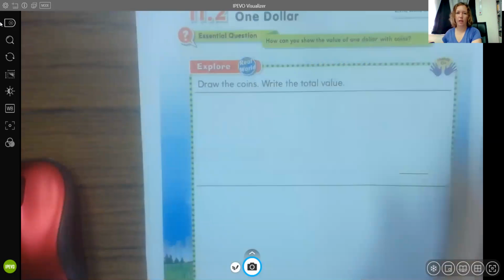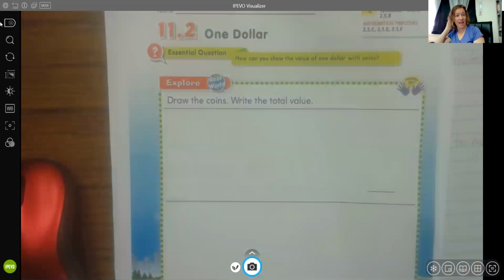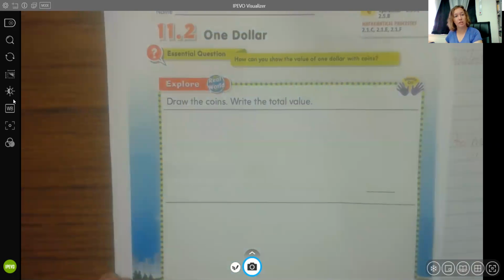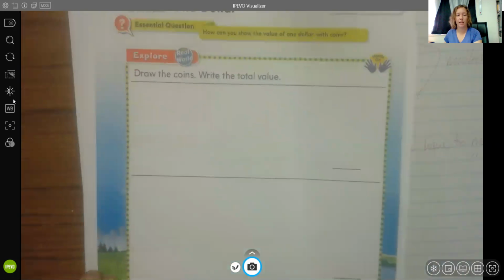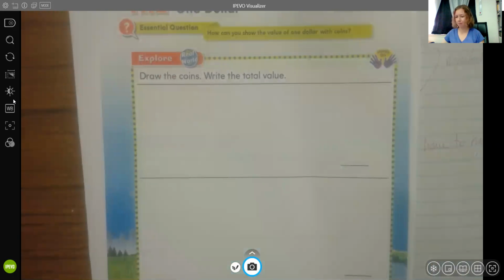Okay, we are going over math pages for week 8. These are in your book. We're on page 367 in your book, and it's still reviewing coins.